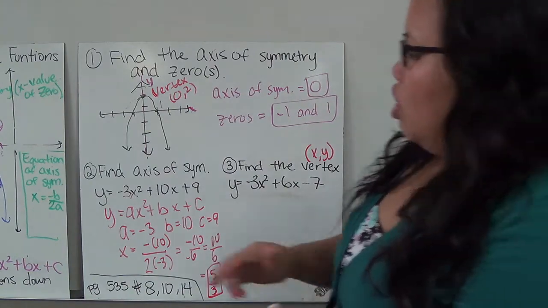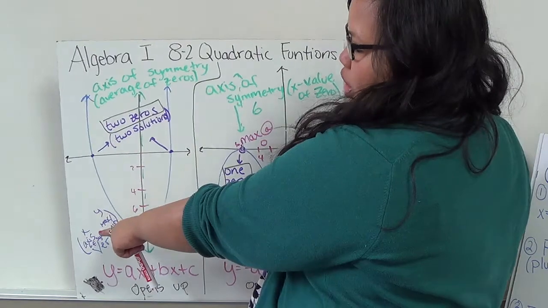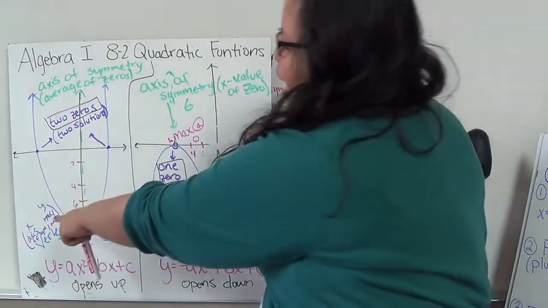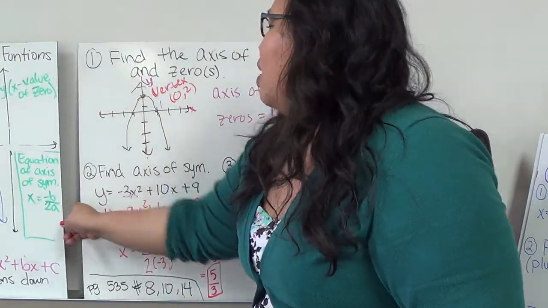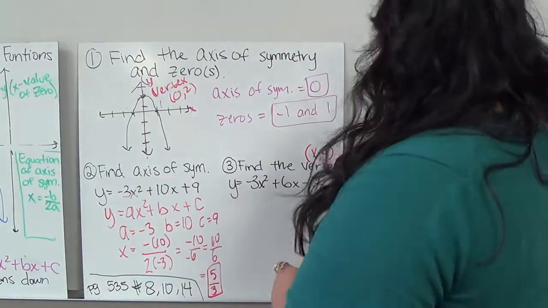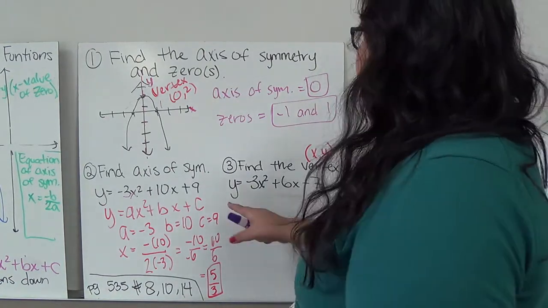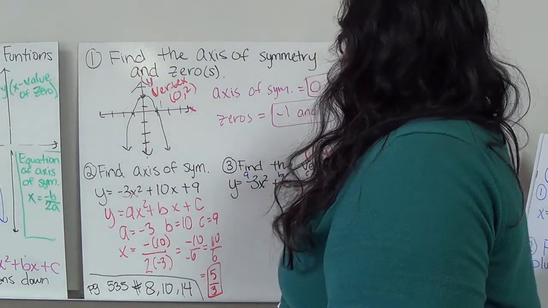So if I look here, it tells me that the x value is my axis of symmetry, right? So if I can use this equation to find my x, then I can plug it in to solve for my y, and then I have my vertex. So my equation of axis of symmetry will also help me with my vertex. So I'm going to put it into my equation. This is my a, this is my b, this is my c.